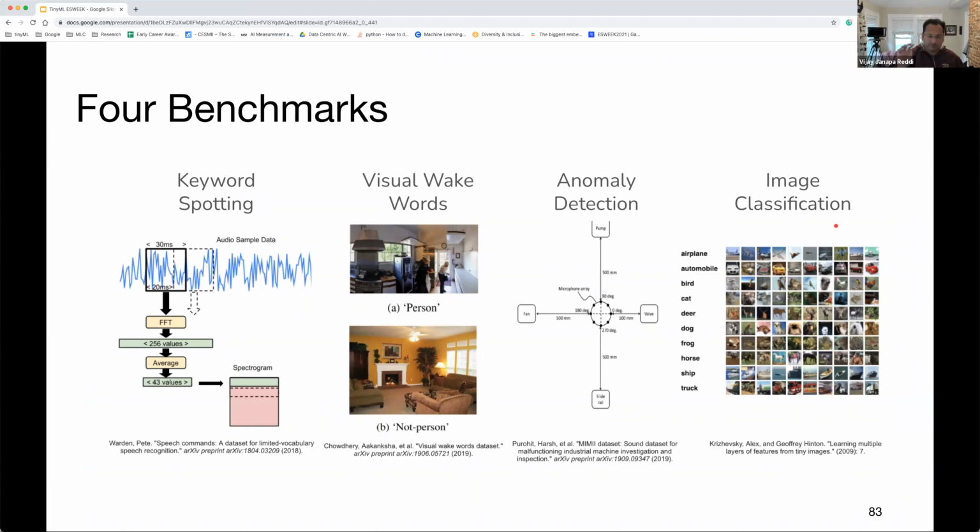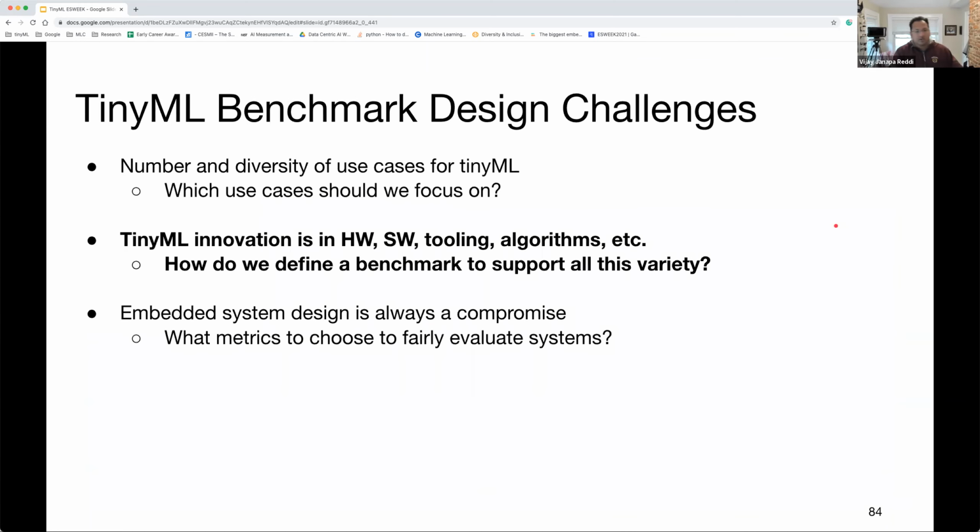So ultimately, we got the industry together and we landed on keyword spotting, visual wake words, anomaly detection, and image classification. Four tasks that we managed to rile up the entire industry to get behind for the first version. This might change over time. So let me talk about some of the details around this.